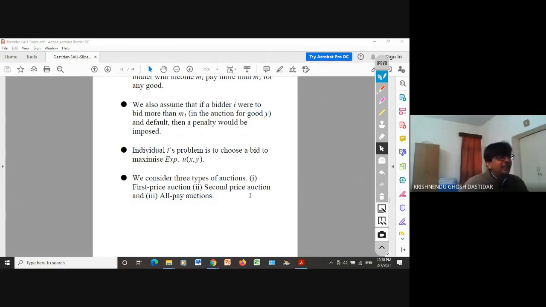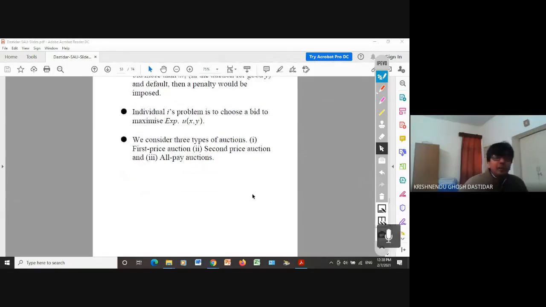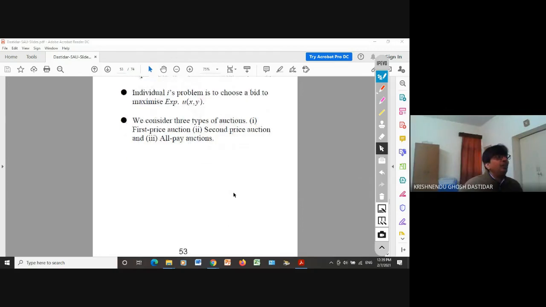Okay. Now, however, we would like to be as close as possible to the canonical model, which is really based on quasi-linear utility with risk-neutral bidders, right? We will move away from quasi-linearity, but keep risk neutrality. So how do you do that?